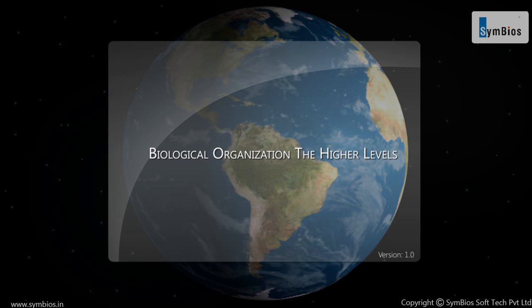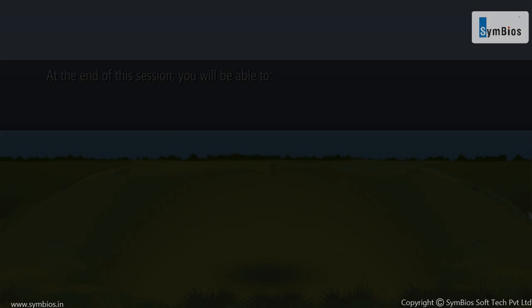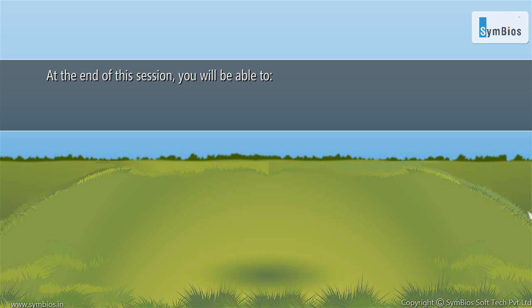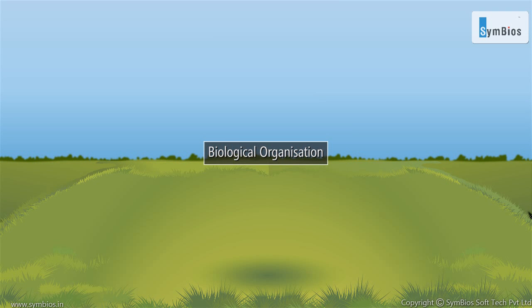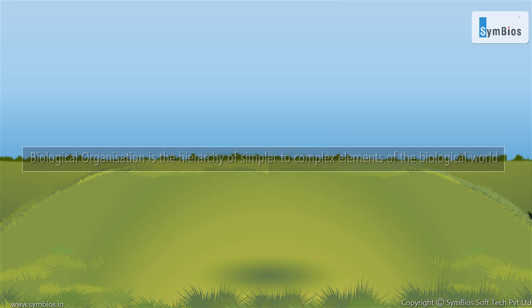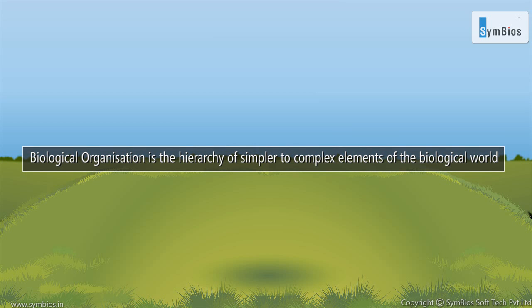Biological organization, the higher levels. At the end of the session, you will be able to explain what is the biological organization and describe the higher levels of the biological organization. Biological organization is the hierarchy of simpler to complex elements of the biological world.